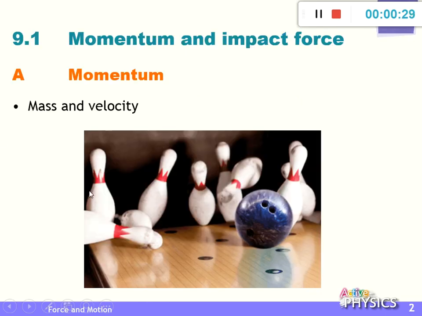Okay, what is the momentum? In this session 9.1, we will define what is the momentum. In Chinese, 动量. Okay, it means that this one should be related to the motion. And actually, this one is the definition of the momentum. What is it? Should be related to the mass and the velocity.